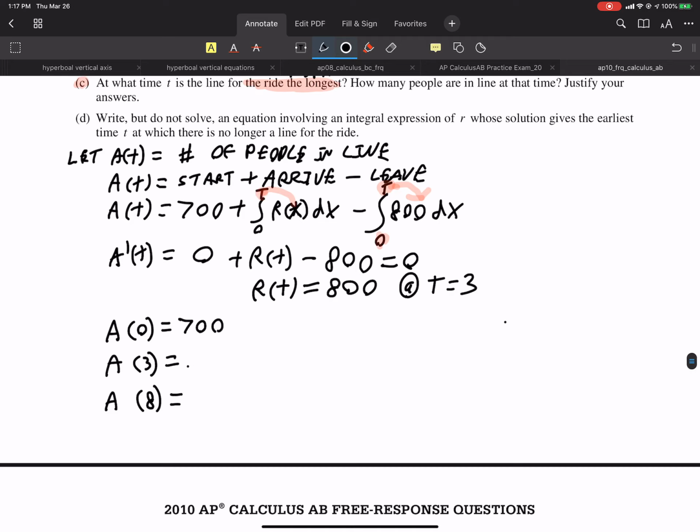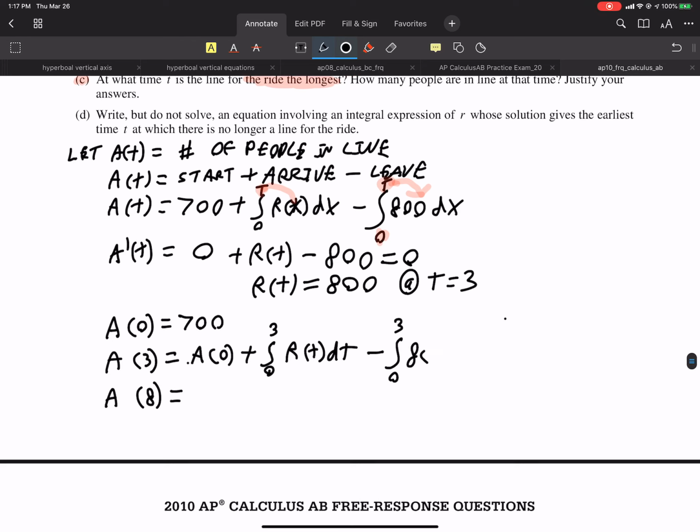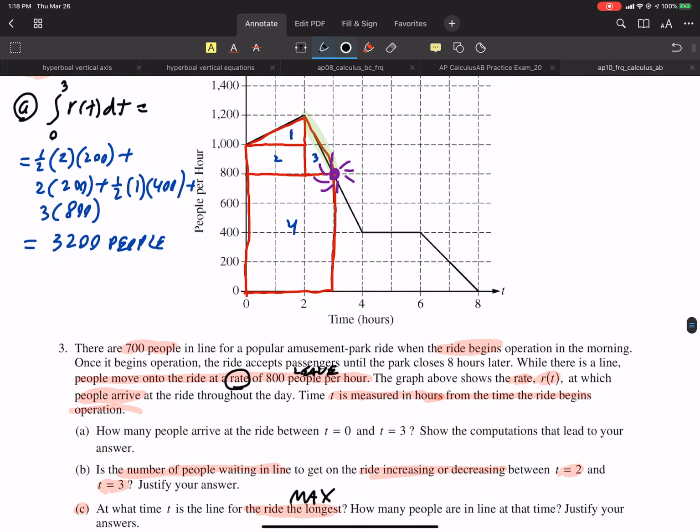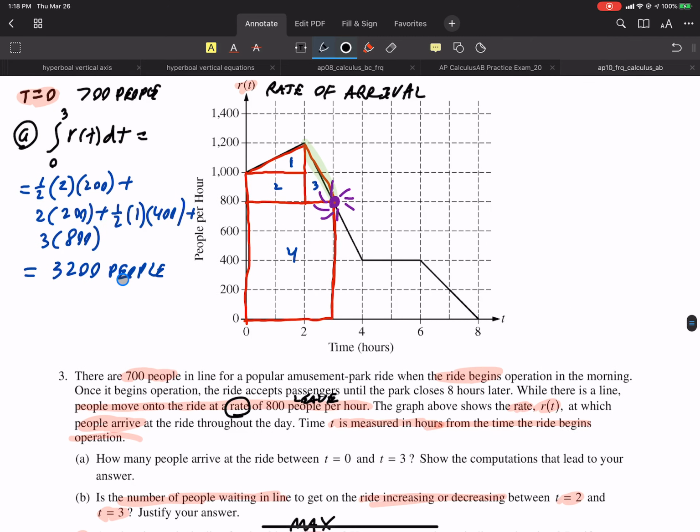A of 3 is the start amount, the amount at the beginning, plus the number of people that entered the line from 0 to 3. If you integrate the rate at which people enter, that will give us the amount of people that entered. And subtract, from 0 to 3, the integral of the rate at which people left the line, which tells me how many people have left. All right, we know the start amount, 700. The integral from 0 to 3, we found on part A. That was 3,200 people.